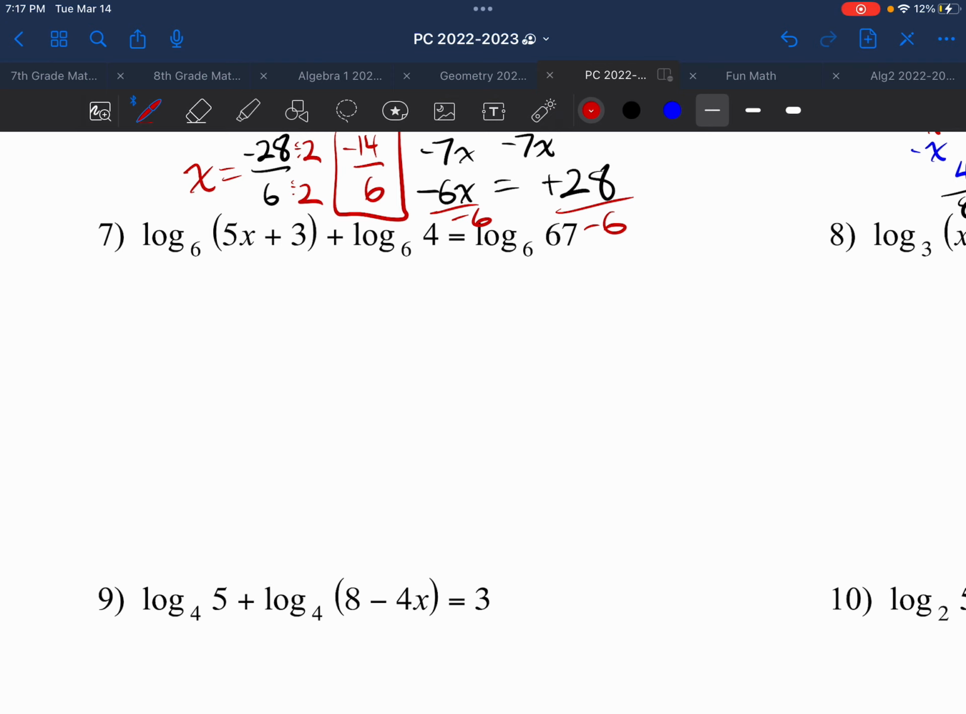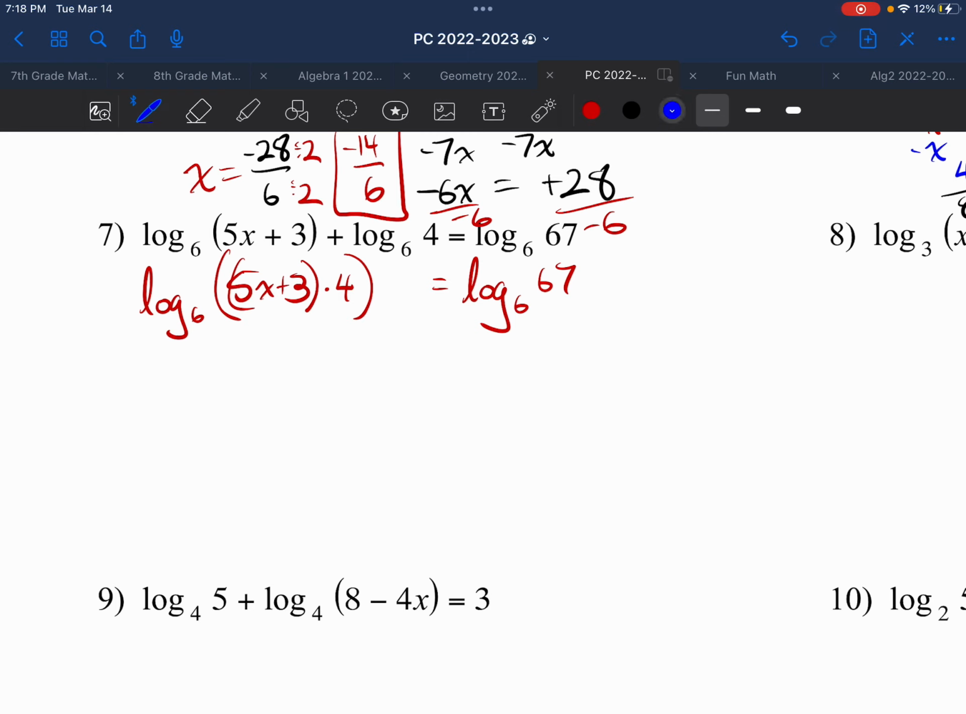All right, number 7. Log base 6. Now we finally have addition, which means I'm going to multiply the arguments. So I'm going to multiply 5x plus 3. That thing is going to be multiplied by 4, and that's all inside the logarithm. And then over here, oh, this one is interesting. I have a logarithm, log base 6 of 67. I like this problem. It's kind of a, you don't know what to do, and it's actually easy to do.